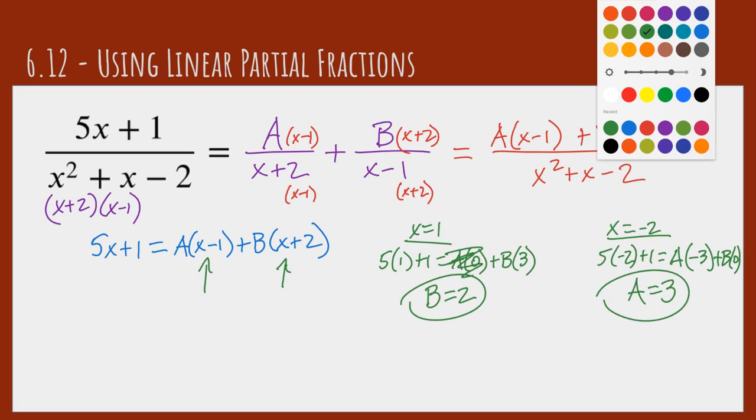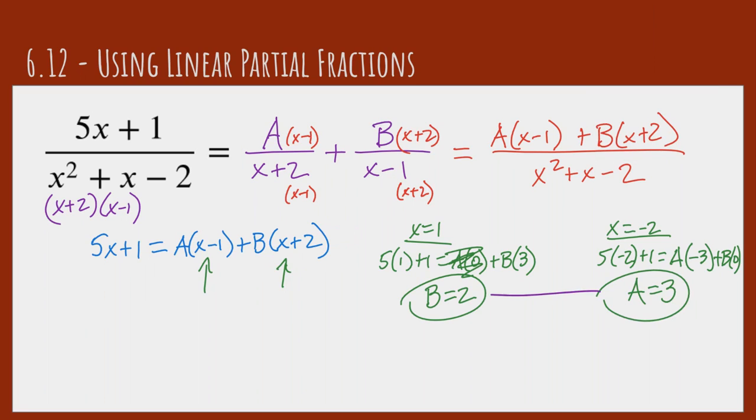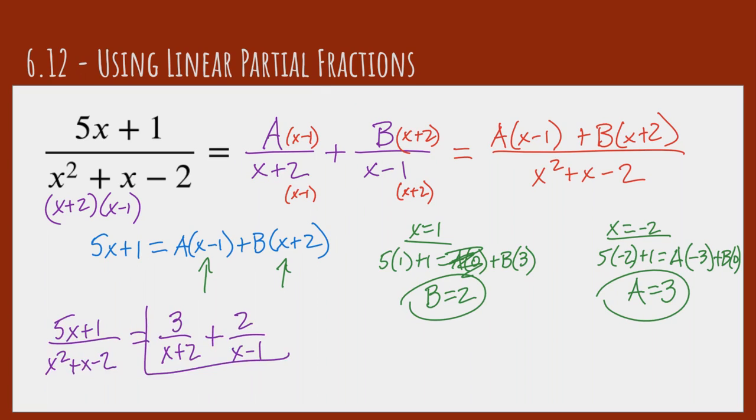So after all of that, what we can do now is we can take these two values that we got for a and b and plug it into this expression right here. And so just to be complete, I'm going to write out what we started with, and that's going to equal a over x plus 2 plus b over x minus 1. And so this is the linear partial fraction decomposition, kind of a fancy term there, but basically the decomposition, meaning we split that expression up into two separate terms, and so that's what we get.